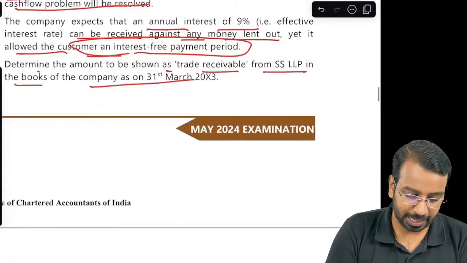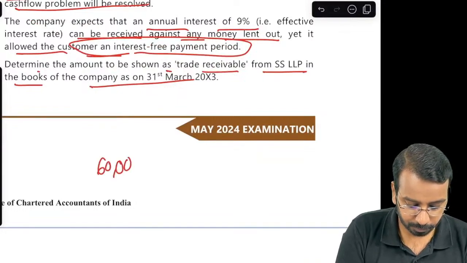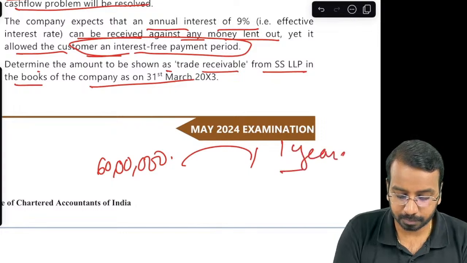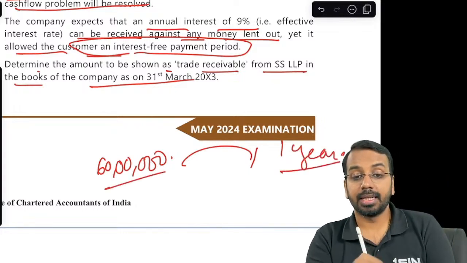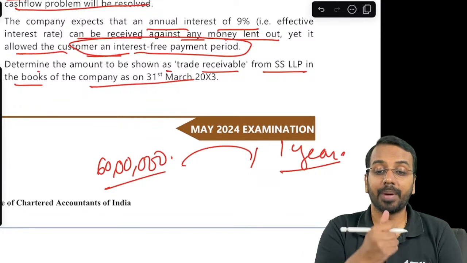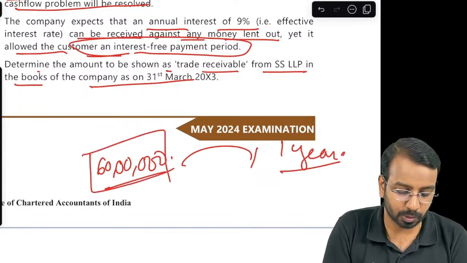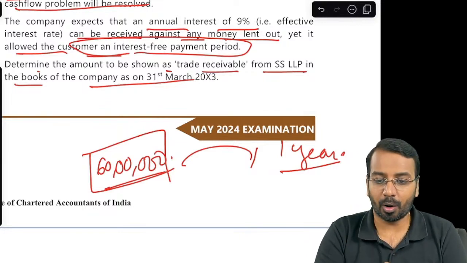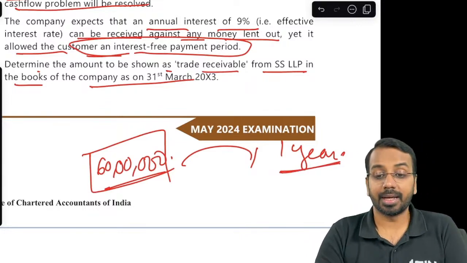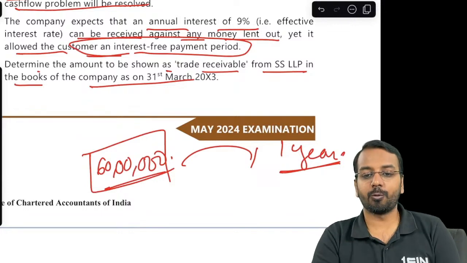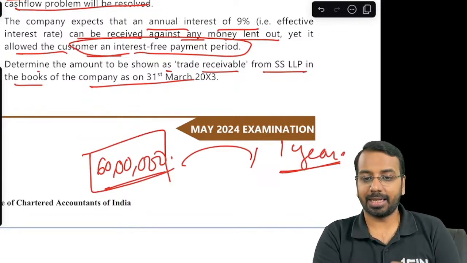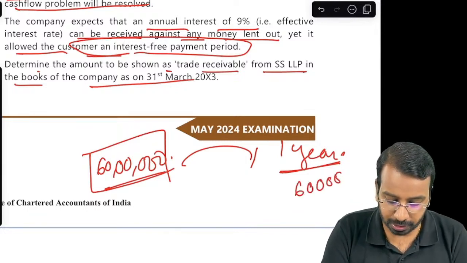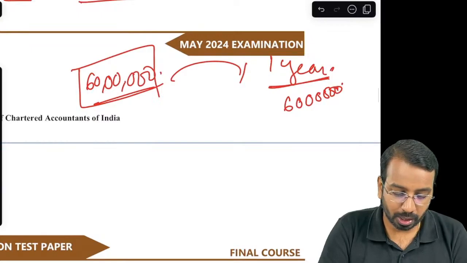You have sold for 60 lakhs. This 60 lakhs you will receive after 1 year. Now here, when it is credit impaired, as per Ind AS 109, the customer is not paying the amount. When the customer is not paying the amount, that means it is credit impaired. If it is credit impaired, then what you have to do? You have to see what is the asset's carrying amount and what is the present value of the cash flow. So you'll receive this after 1 year. What is the present value?